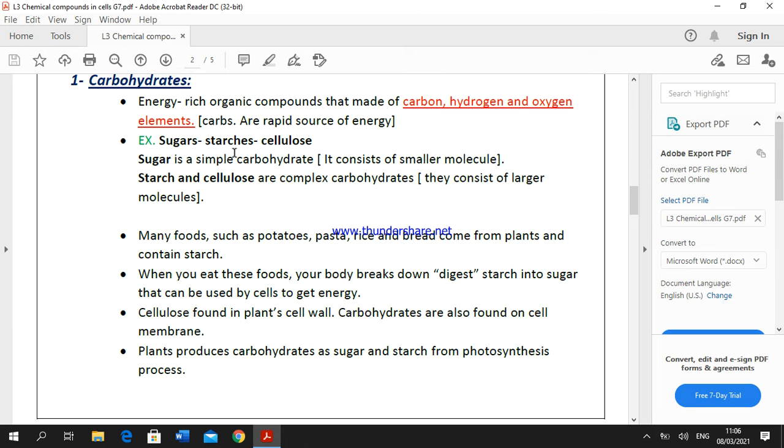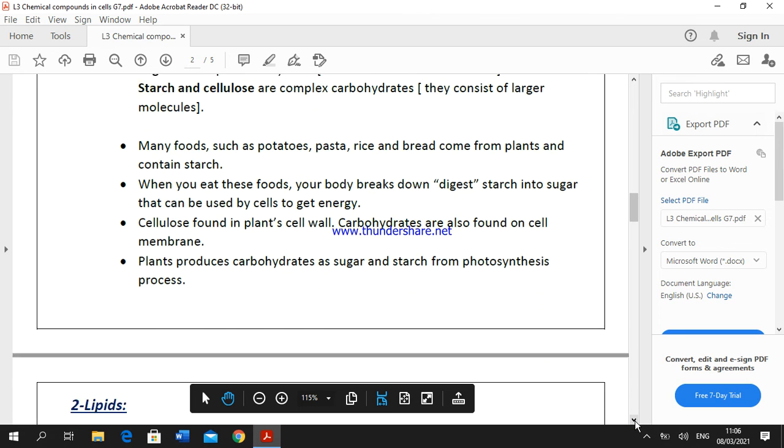Cellulose is a carbohydrate, and it is considered a complex carbohydrate. It is found in the plant cell wall, the outer edge of the plant cell, okay? And the cellulose material gives the hardness of the cell wall. Also, plants produce carbohydrates during the photosynthesis process.